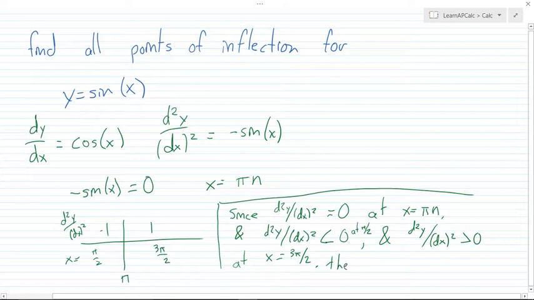The point pi n, comma, and then sine of pi n, we can choose any n. We'll say n equals 1, sine of pi, well, the sine of pi is 0, is an inflection point.